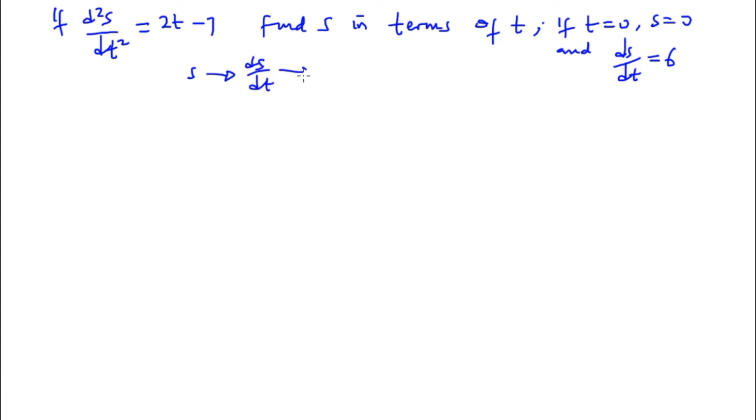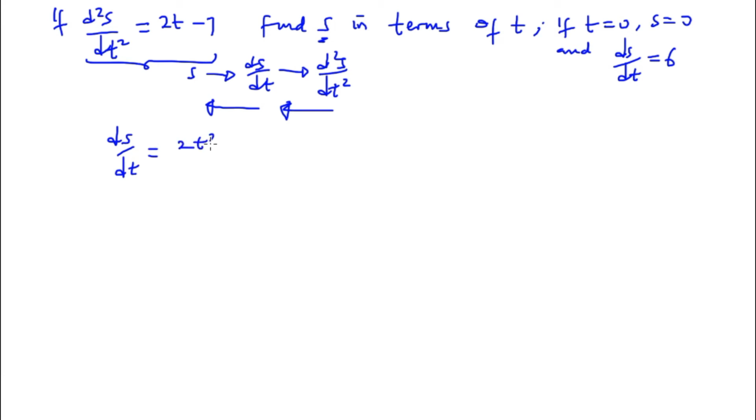If you differentiate ds/dt again, you will have d²s/dt². So for you to return to s all the way from d²s/dt², you need to integrate first, then you need to integrate again. So we need to integrate twice.